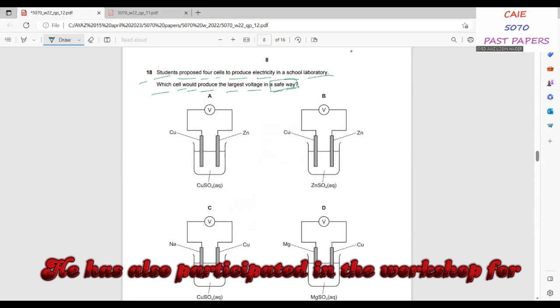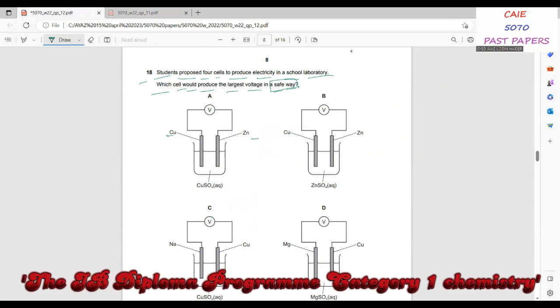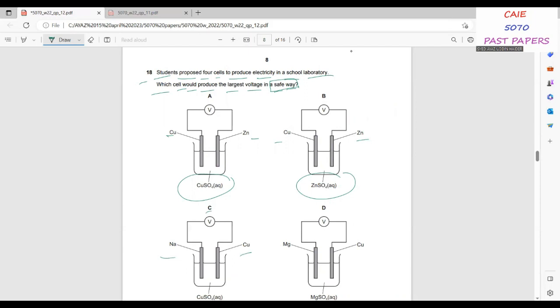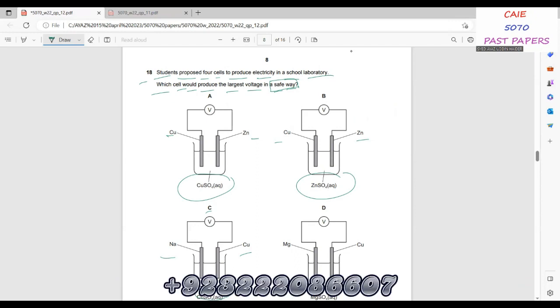So in A, you have 2 metals, copper and zinc. Zinc is more reactive than copper. B, we have copper and zinc. Again, in this case, we have solution of zinc sulfate. In A, we have solution of copper 2 sulfate. What about C? In C, we have metals Na and Cu. Wow, the difference is very high in case of Na and Cu. The solution is CuSO4. This can be correct, but let's see the last option.